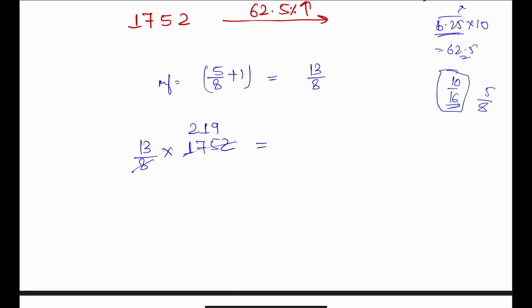So 219 into 13. 200 into 13 is 2600, plus 20 into 13 is 260, minus 13. So it will be 2860 minus 13, so it will be 2847. 2847 will be the answer.